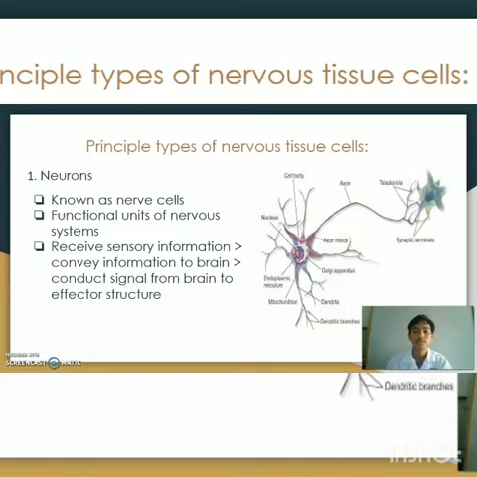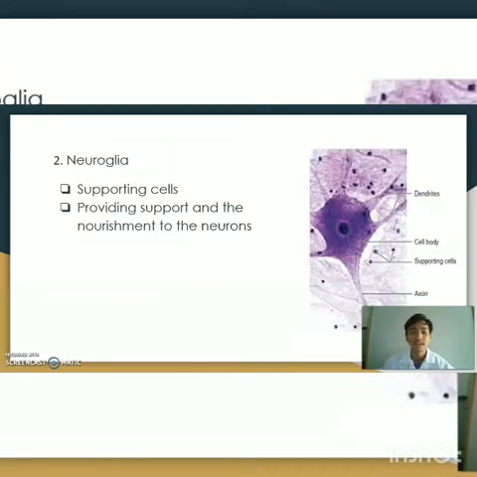So we have two physical types of nervous cells. The first one is neurons. Neurons, known as nerve cells, are the functional unit of the nervous system. Remember, first we receive the sensory information, then we convey information to the brain, and then we conduct the signal from the brain to the effector structure. Here we can see the parts of the structure of the neuron. Proceeding to the second one, we have neuroglia. Neuroglia function as supporting cells, providing support and nourishment to the neuron.